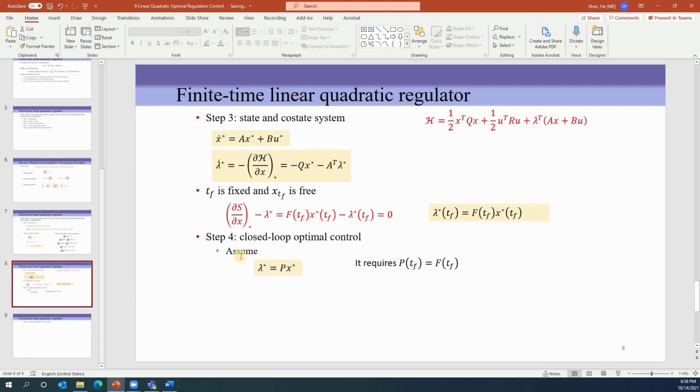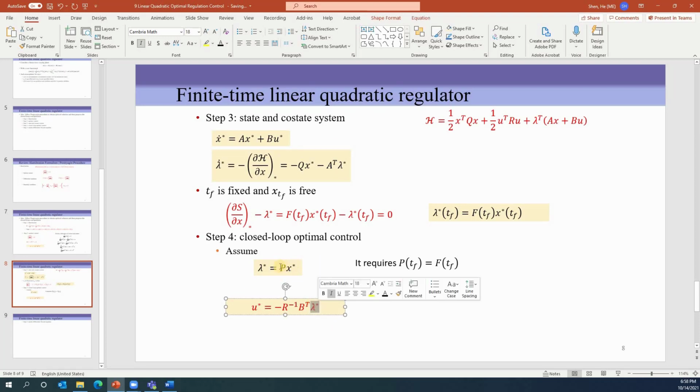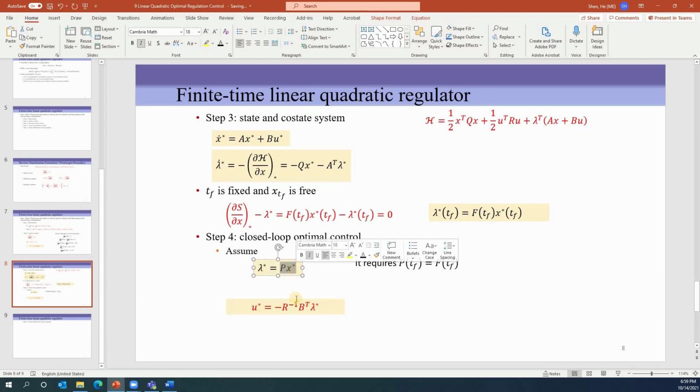So let's see how we solve this. Given that our optimal control u will replace lambda by this function Px, this is our new control. And if we take the time derivative of this function, what do we have?